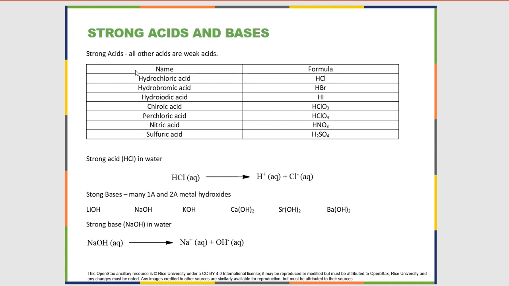So one of the first things we need to do is identify these 7 strong acids. Those are hydrochloric, hydrobromic, hydroiodic, HCl, HBr, HI, chloric, perchloric, nitric, and sulfuric. These are all strong acids. All other acids are weak acids. Now there's a couple other acids out there that may be considered strong acids, but you don't need to worry about them for this course.